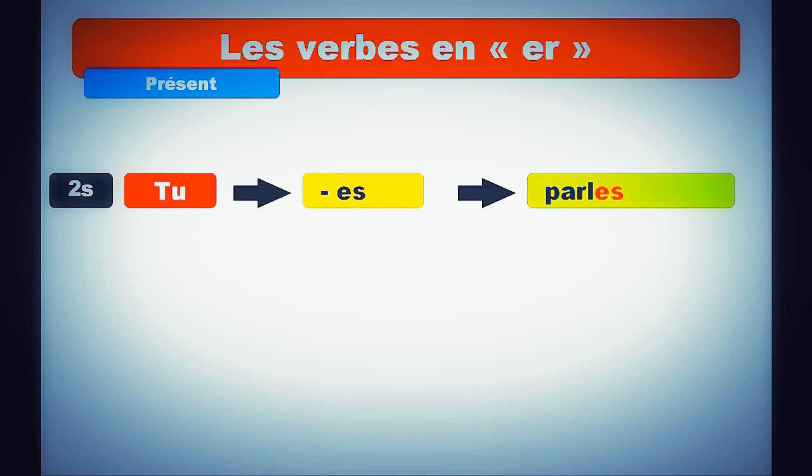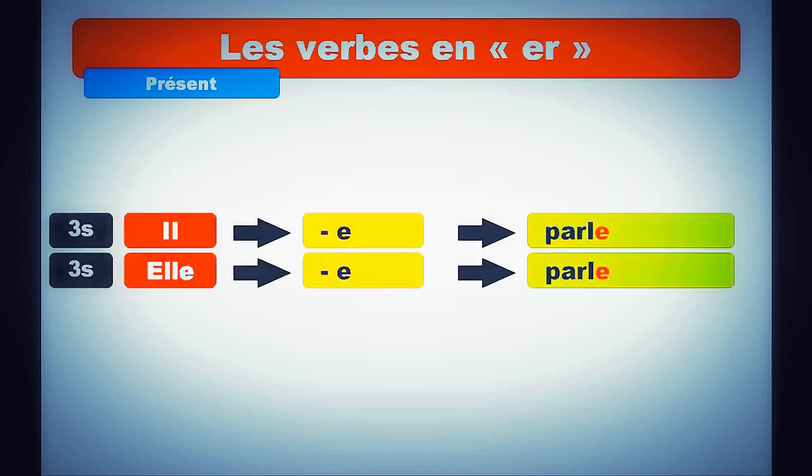Tu parles. Okay, so you can see that actually the first form, je parle and tu parles, even if there is a small difference in the writing because you've got this final S for tu, it is the same pronunciation. So it's je parle and tu parles. Okay, so third person, the ending is e. So it's the same ending as for je. Okay, and so you'll get il parle and elle parle.